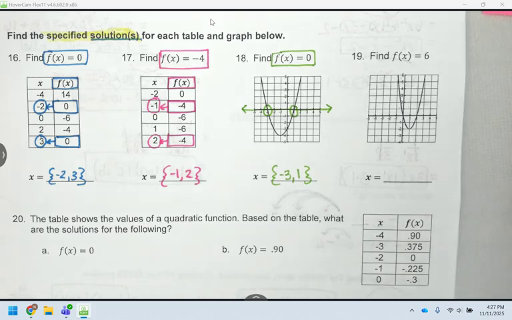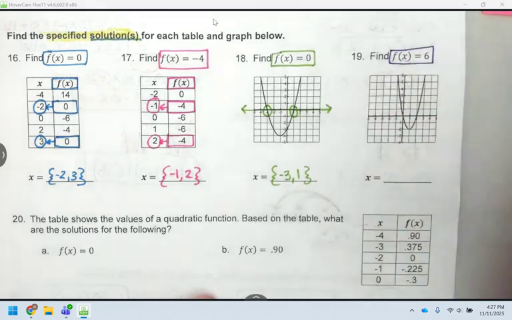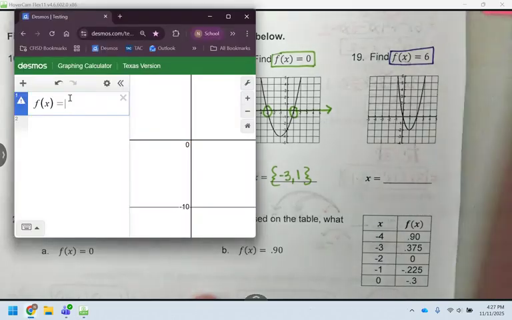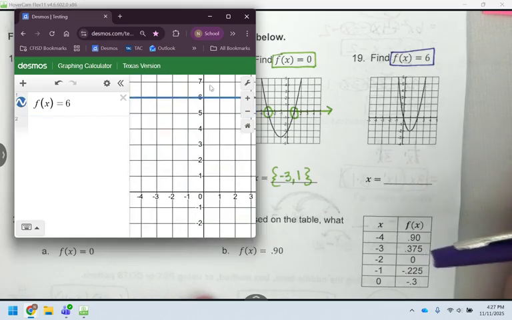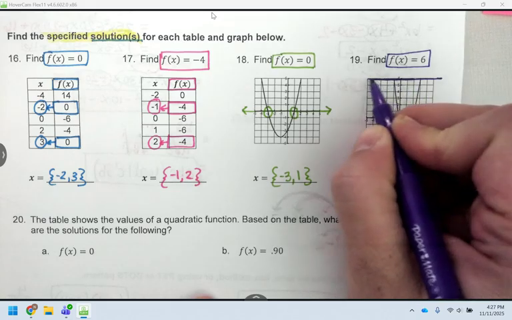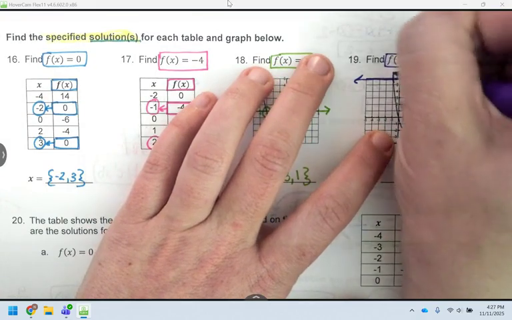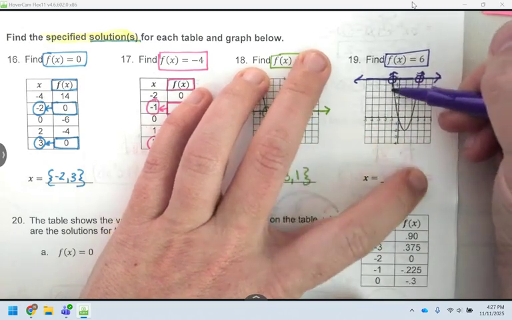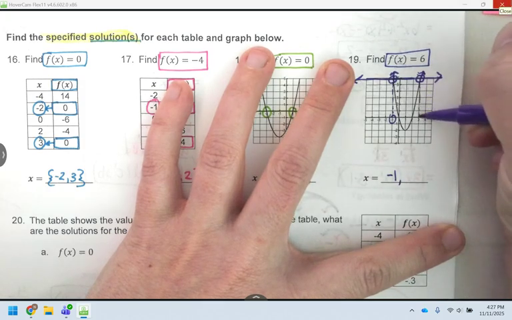And then moving on to number 19. f of x is equal to 6. Again, if you ever forget, open up Desmos, change it to 6. A horizontal line at 6. And where do these intersect? This is going to continue here and here. And what are my x values? Negative 1 and 3.